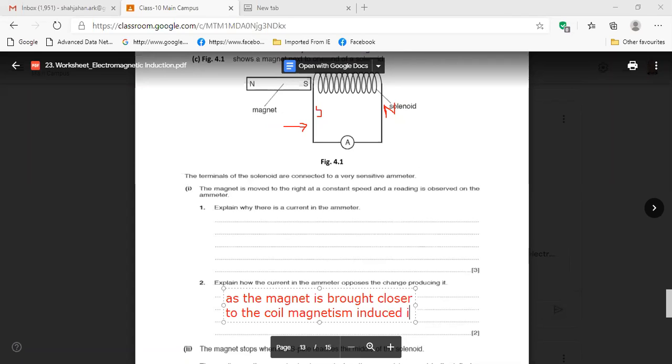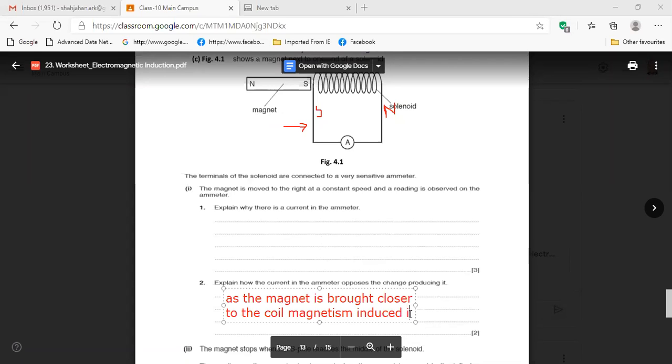Sir, please make the font a bit smaller. Font should be smaller, a bit like that. Okay, later on I will make it smaller. Now let it continue.